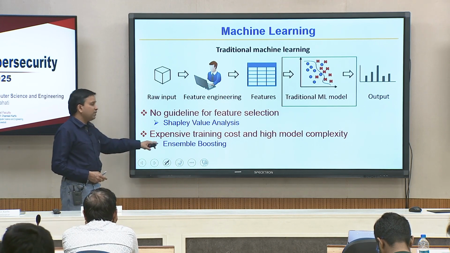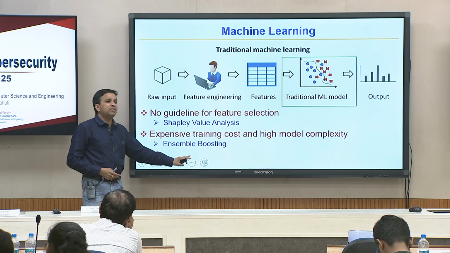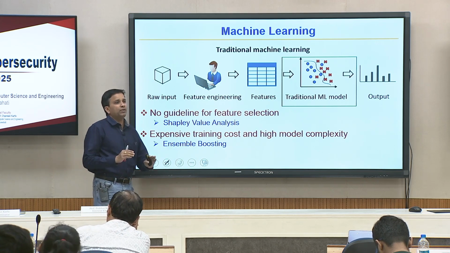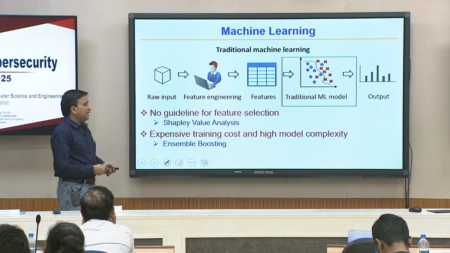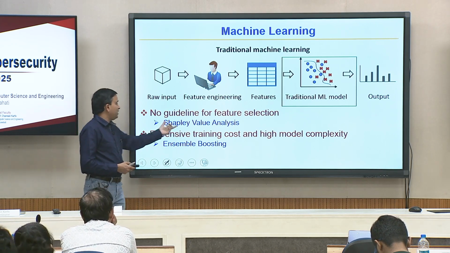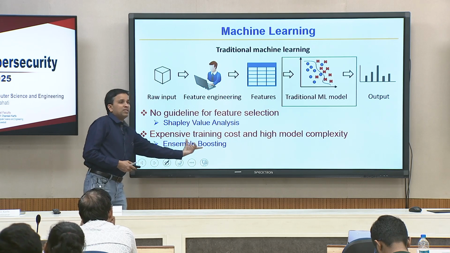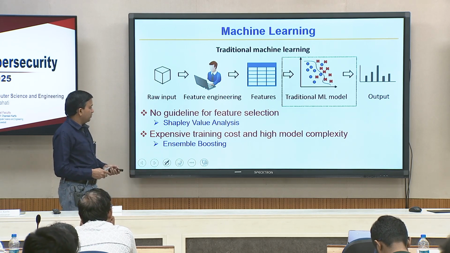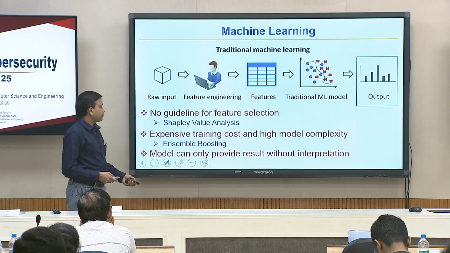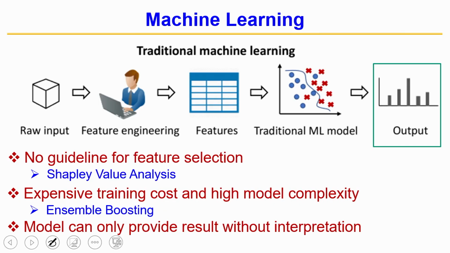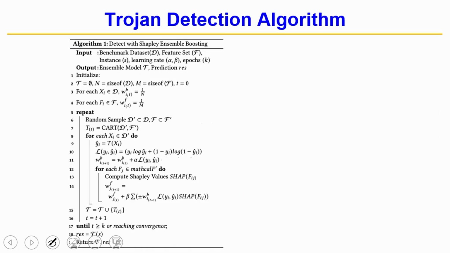So, in ensemble boosting, I am going to talk about how you put in less effort and get better accuracy. That is why the name was Trojan detection using Shapley, and ensemble boosting. These two we will talk about together. And then, existing approaches can provide a model without any interpretability, but Shapley value analysis can provide you that.